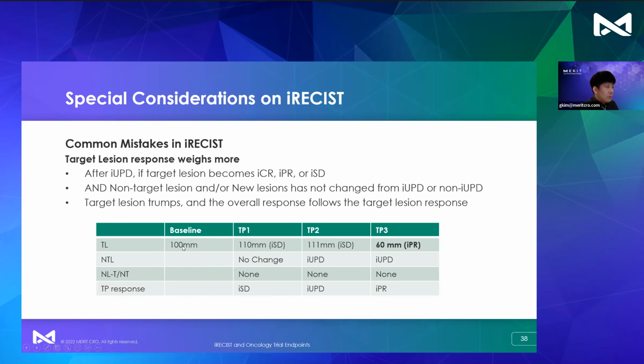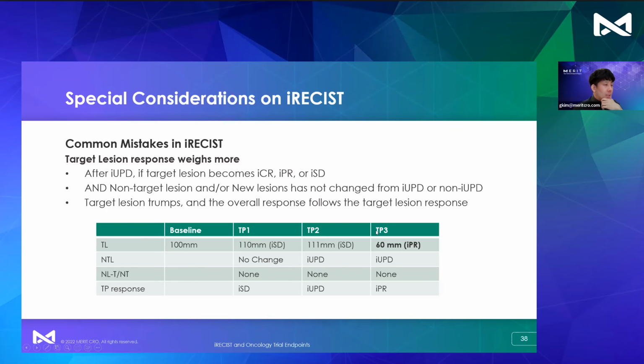We have a 100 millimeter SOD in the target lesions at baseline, stable non-target lesions at baseline, with no new lesions. If at time point 1 the target lesion sum of diameters becomes 110 millimeters with no change in non-target and no new lesions, that will be stable disease as the time point response. At the next time point, the non-target lesion has shown unequivocal progression that caused the IUPD.